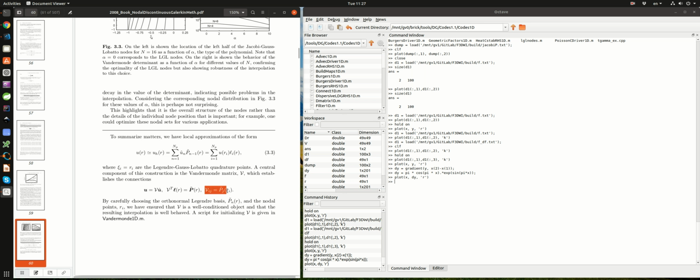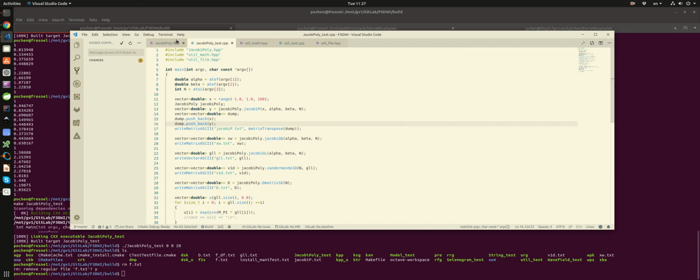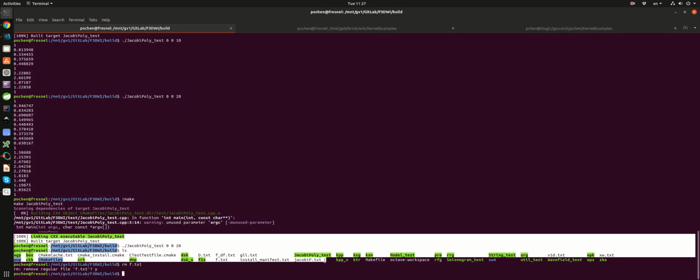And then how is the Vandermonde matrix defined, right? It's defined this way. It's basically just the values of different orders of a Lagrange polynomial at those interpolating points, right? And then how do you actually get those values, right? So you need some way to compute the Lagrange polynomial, and that's what the codes are for. So I've been working on this particular class called Jacobi polynomial.